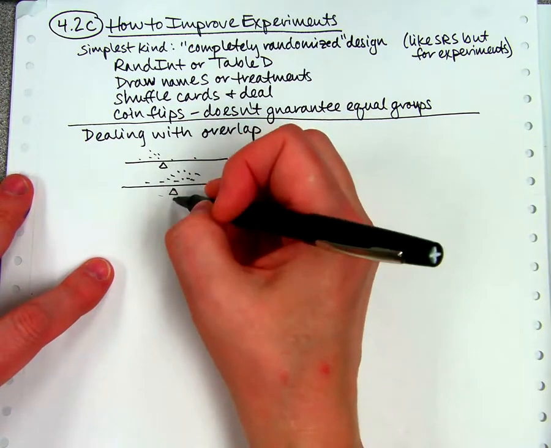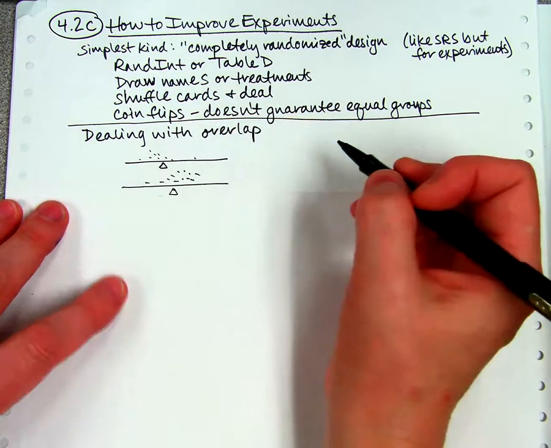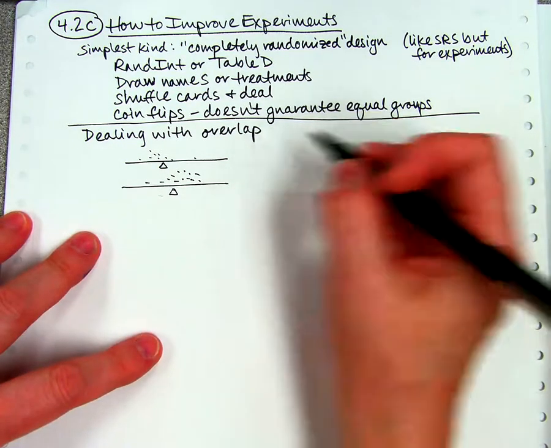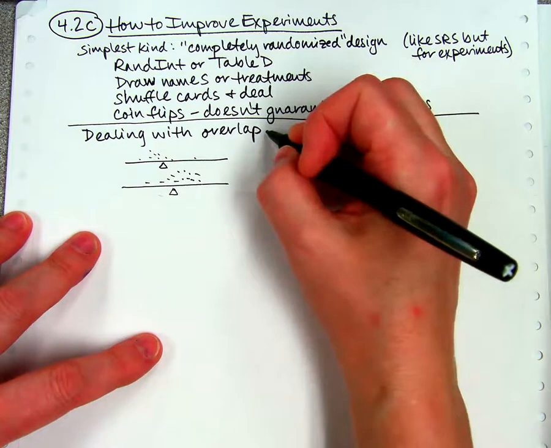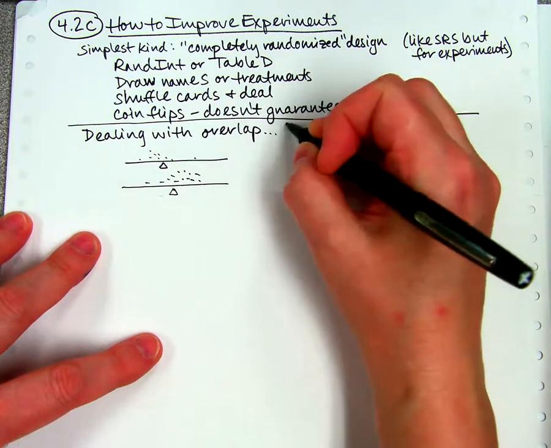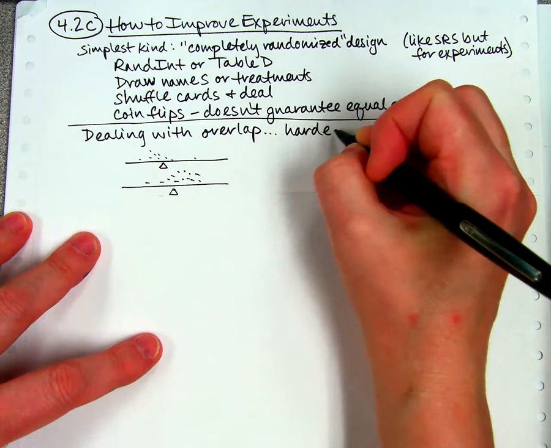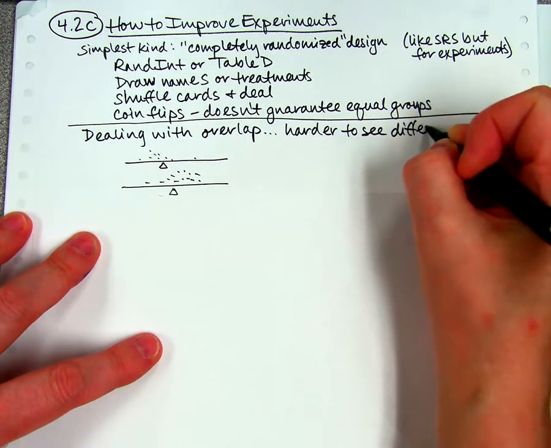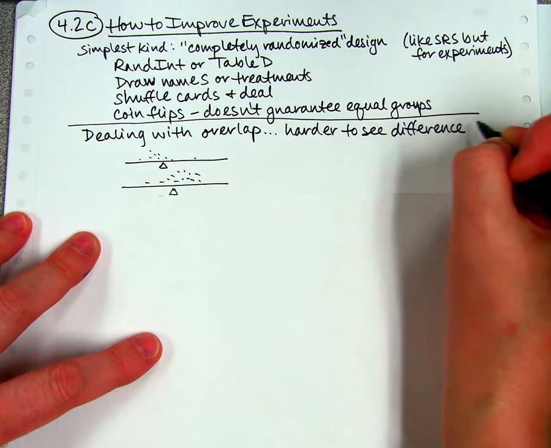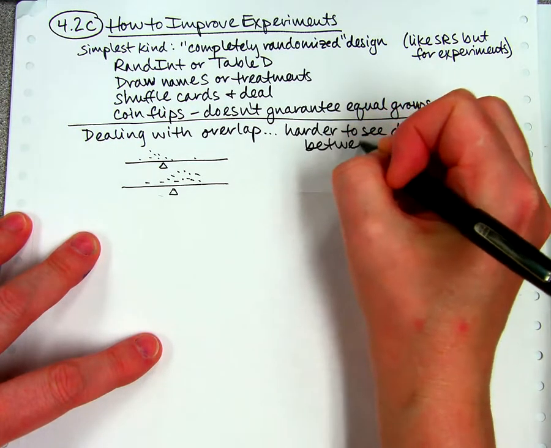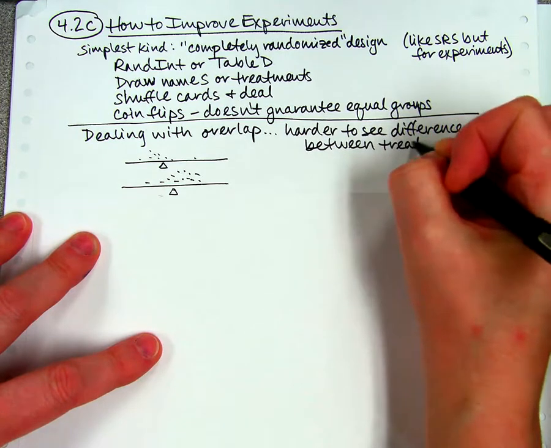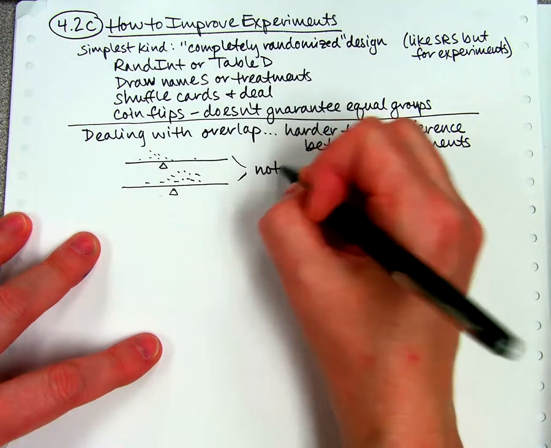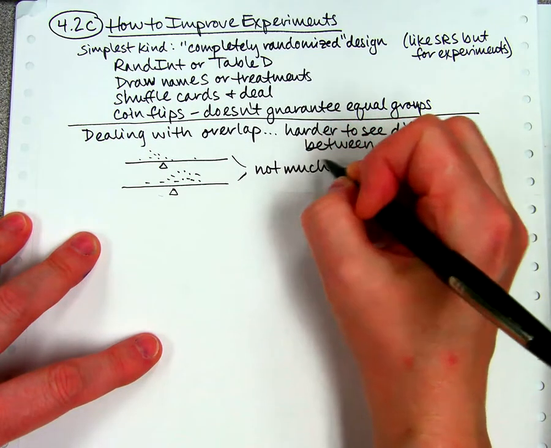So just because the mean's a little bit lower, you can't tell if it's because of the treatments, because there's so much overlap going on, and that's because of the confounding variables. Overlapping data like this makes it hard to see the differences between the treatments. And the differences between the treatments is what we're trying to see. So these two graphs show that there's not much difference between the means, which are the little triangles.